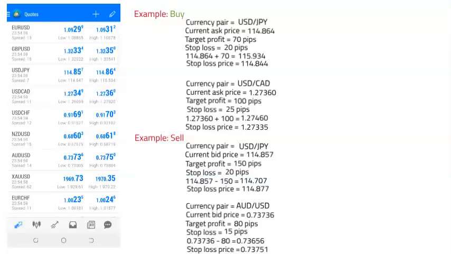So in summary, while buying, your take profit is above because you want the price to go up, while your stop loss is below because if it starts going down, that's against your trade plan. In reverse, while selling, your take profit is below because you want the price to fall, while your stop loss should be above because if it starts going up, that is not your trade plan again.